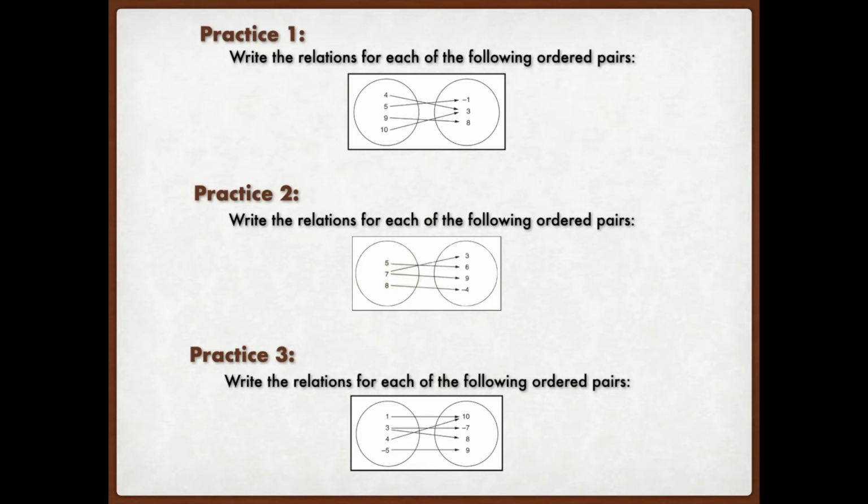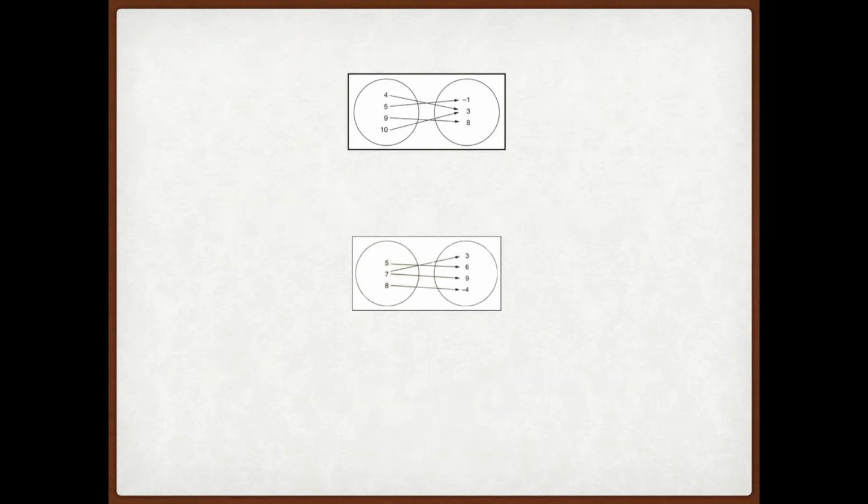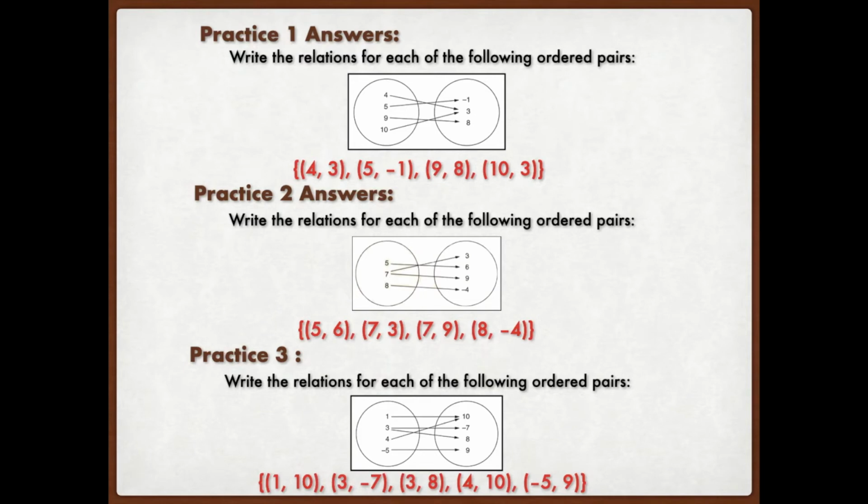So you're going to find the relation, the ordered pairs, for each of these. So for number 1, we should have a total of 4 ordered pairs. So remember, a parenthesis with 2 numbers inside the parenthesis. Okay, let's see how we did. These are the ordered pairs for the following practice problems.